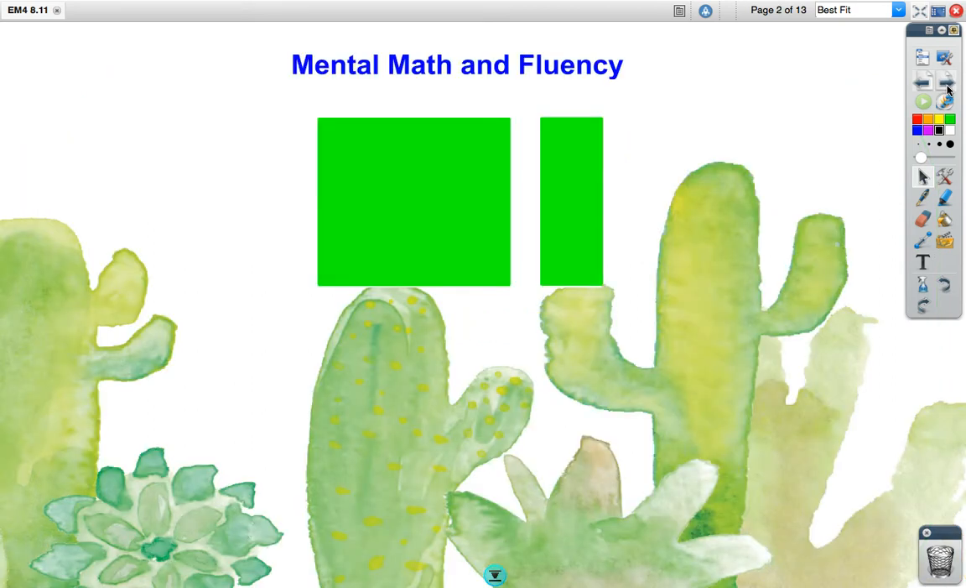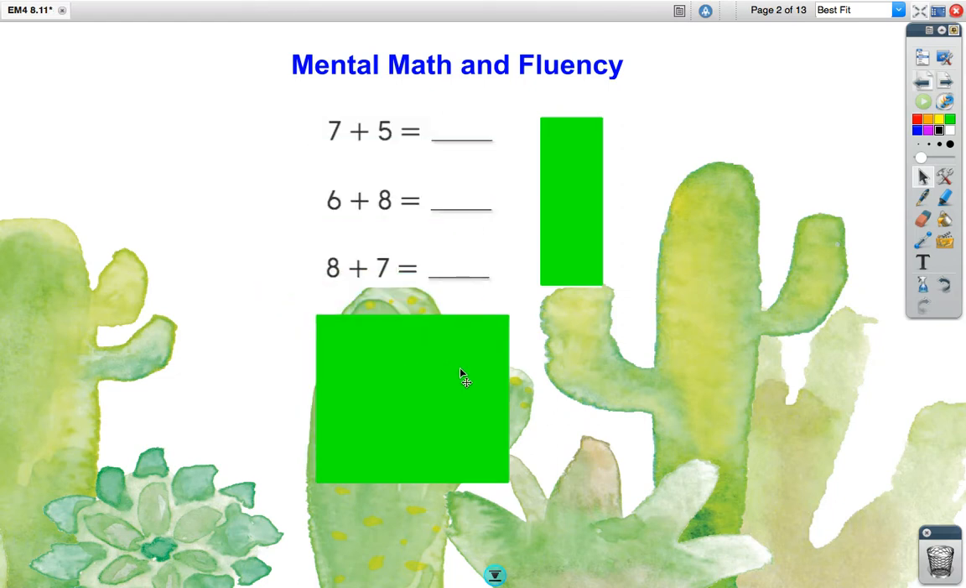Please take out a blank sheet of paper and a pencil for today's mental math and fluency. Ready? Begin. Remember to pause the video at any time if you need more time.